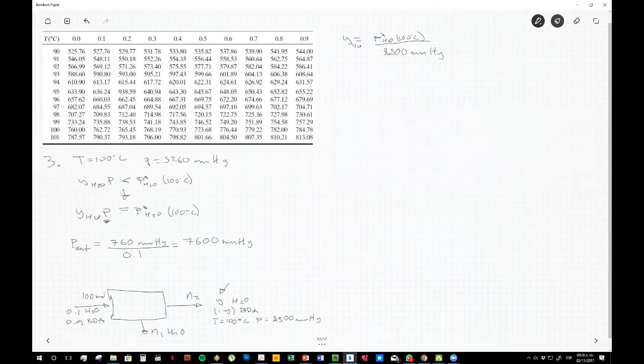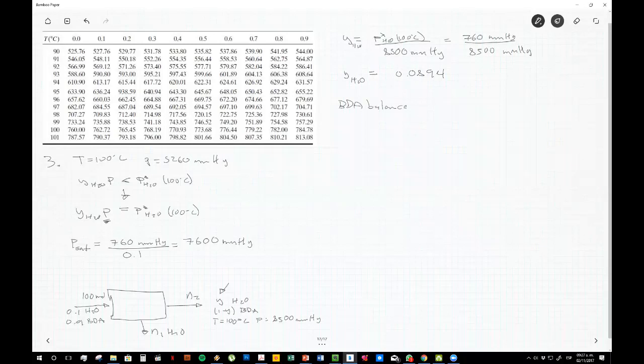800 millimeters of mercury. And this, of course, the vapor pressure of water at 100 degrees, it's 160 millimeters of mercury, so 1 atmosphere divided by the total pressure, right? And this gives us that the fraction of water for this particular system should be 0.0894. Right?